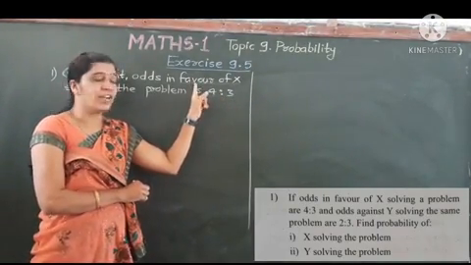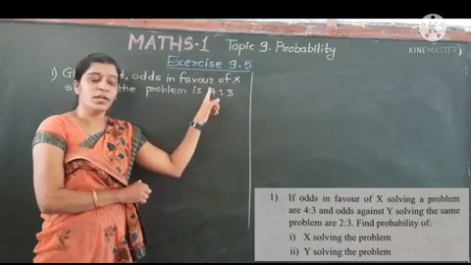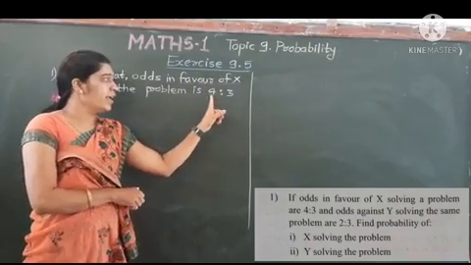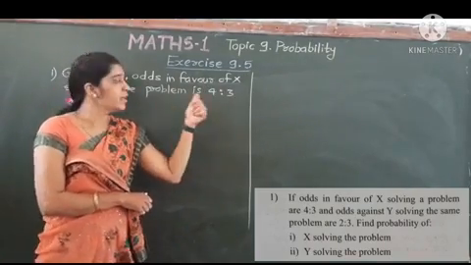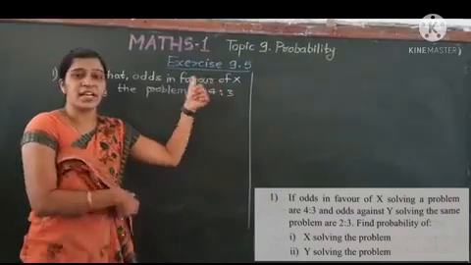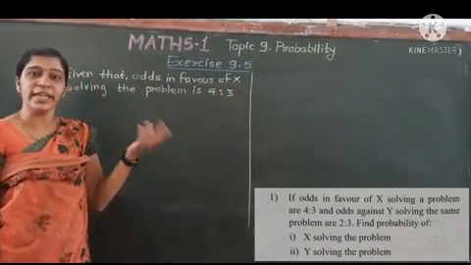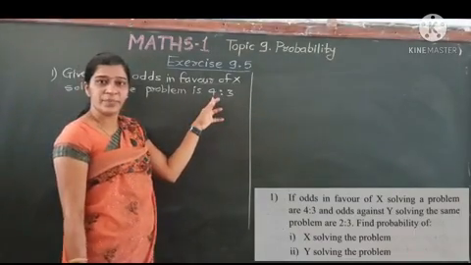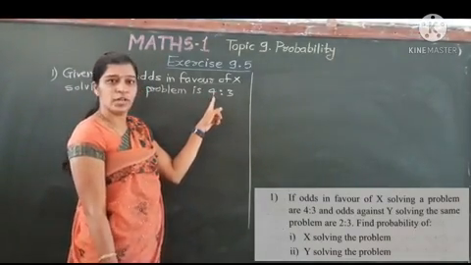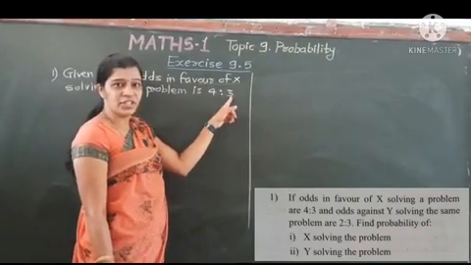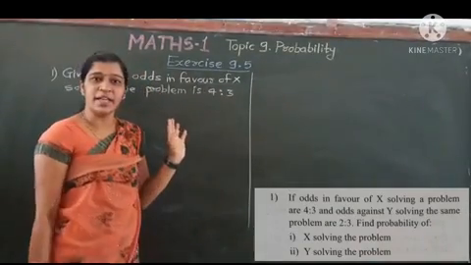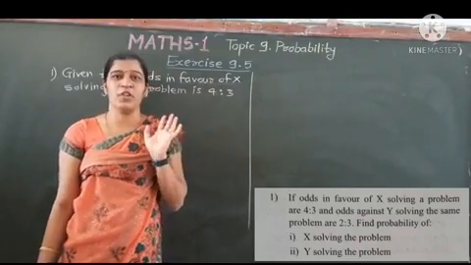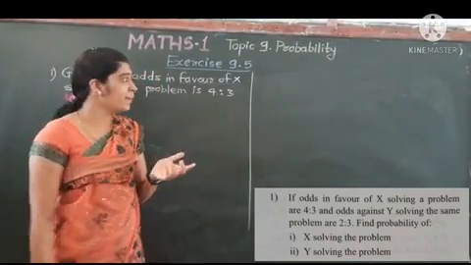I have told you, in favor of means the ratio of what? That set to its complement. And if it is against, then it will be A dash upon A. Then for this in favor of x, suppose A is x, P of A. What is here P of A? 4. And what is here P of A dash? 3. In favor of x is said, so whose ratio is this? Favorable out of unfavorable. Okay, what did we take for favor?